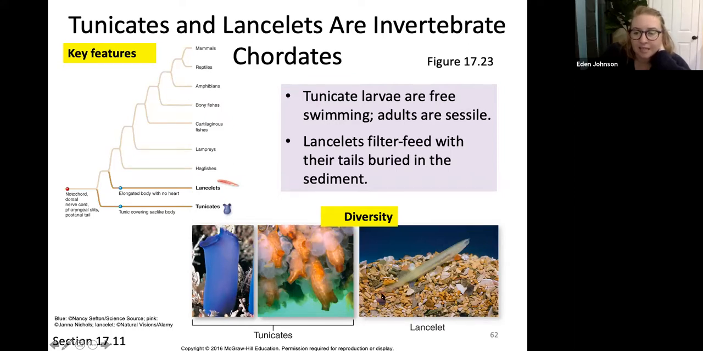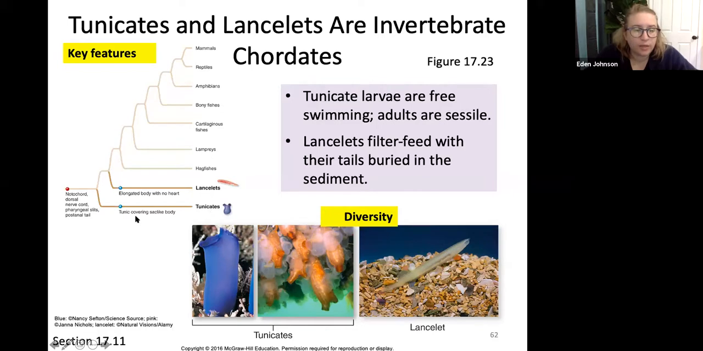Then lancelets right here, their tails, it's so funny, their tails are buried in these sand or rock layers, and then they're just more or less gonna move around like this and filter feed with anything that's passing by. So lancelets have elongated bodies with no hearts. That was this organism with its tail buried in the sand.